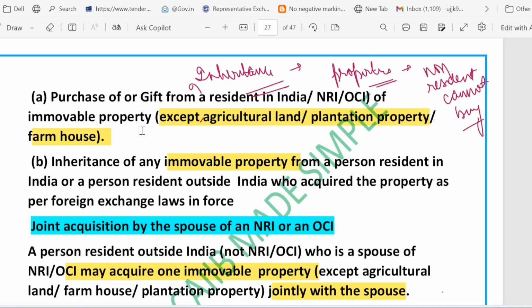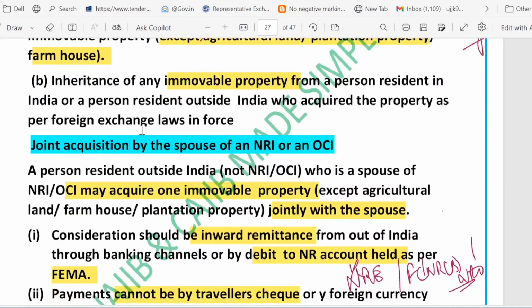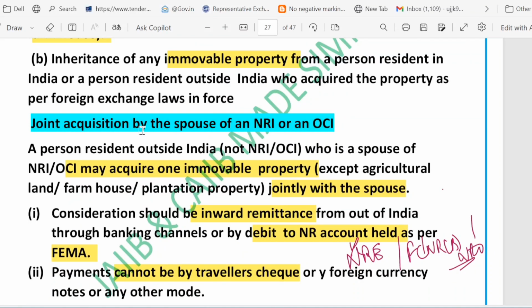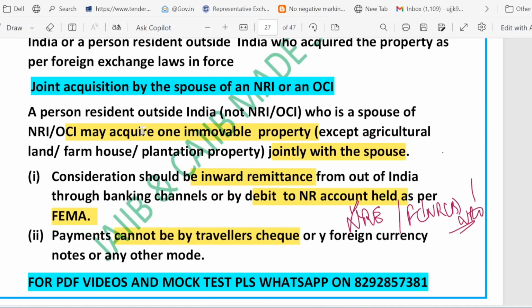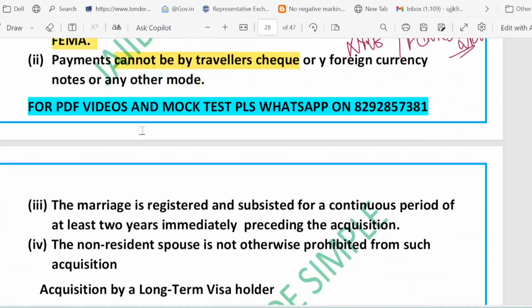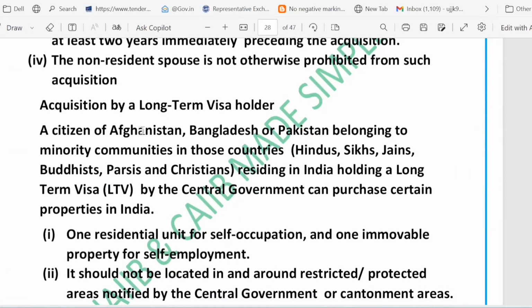Now, joint acquisition by a spouse. A non-resident spouse may acquire one immovable property jointly with an NRI or OCI spouse. The bank asks for marriage proof and follows the RBI condition. Then we talk about the payment consideration. It must be by inward remittance through banking channel or debit to the NRE or FCNR account. Traveler's checks and foreign currency notes are not allowed. Please remember this condition, very important.